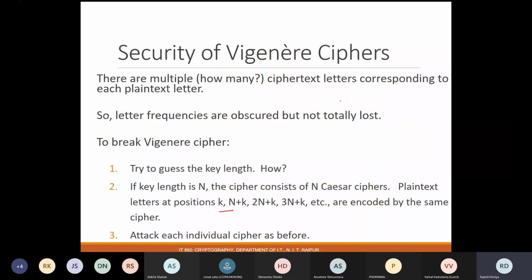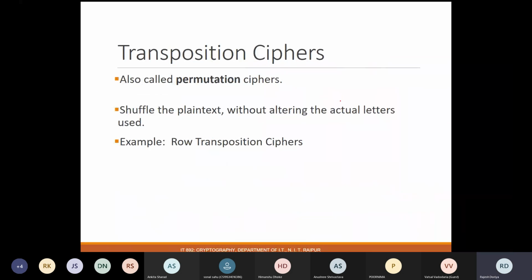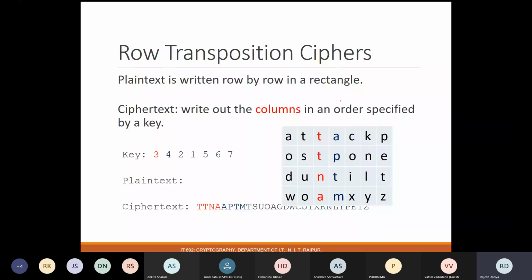So this was all about substitution. And in case of transposition cipher, we just rearrange the alphabets. We are not replacing them, we are not substituting them. So let's say we have a key like this. We need to arrange all the plain text in a matrix, and a key will be given, and as per this key the ciphertext will be formed. For example, the key says first use the third column, then the fourth column, then the second column.